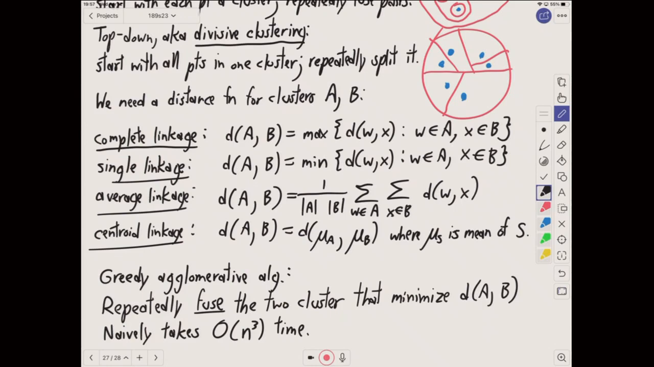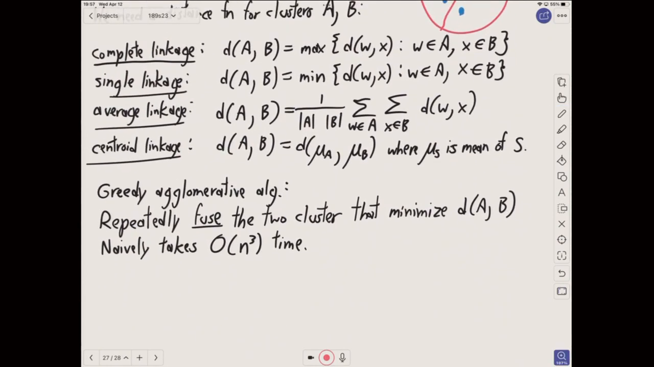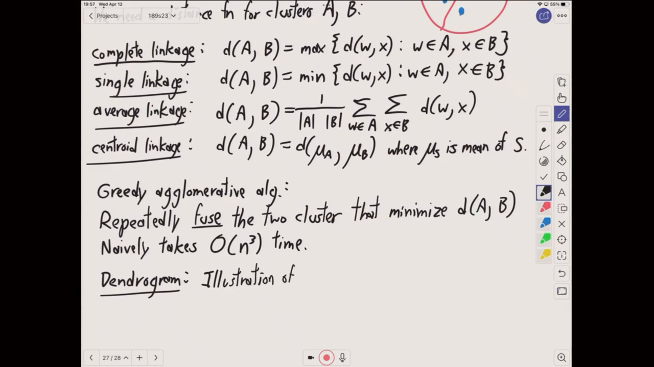Now, once you're done fusing clusters together, what's interesting is that what you get isn't just clusters, you get a sort of hierarchy, which is often referred to as a dendrogram. A dendrogram is an illustration of the cluster hierarchy in the form of a tree that allows you to decide where to cut it, so you can decide how many clusters you're going to get.